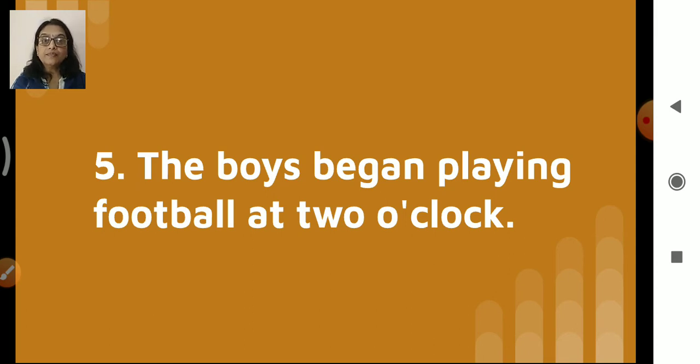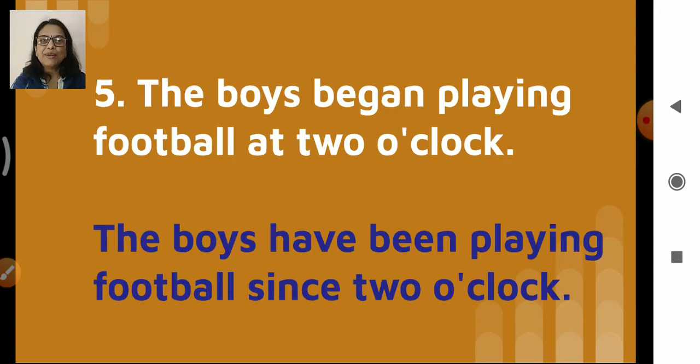Next one: the boys began playing football at 2 o'clock. Again here, at 2 o'clock. So what will come, for or since? Since, because a specific time has been mentioned here. So the answer is, the boys have been playing football since 2 o'clock.